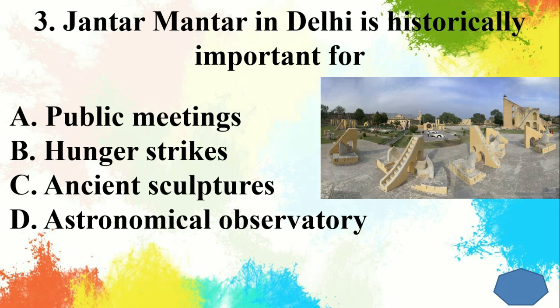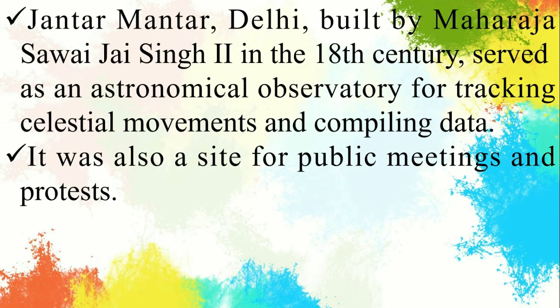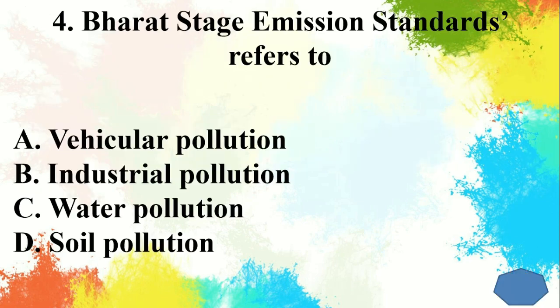Question 3. Jantar Mantar in Delhi is historically important for. Answer: astronomical observatory. Jantar Mantar, Delhi, built by Maharaja Sawai Jai Singh II in the 18th century, served as an astronomical observatory for tracking celestial movements and compiling data. It was also a site for public meetings and protests.